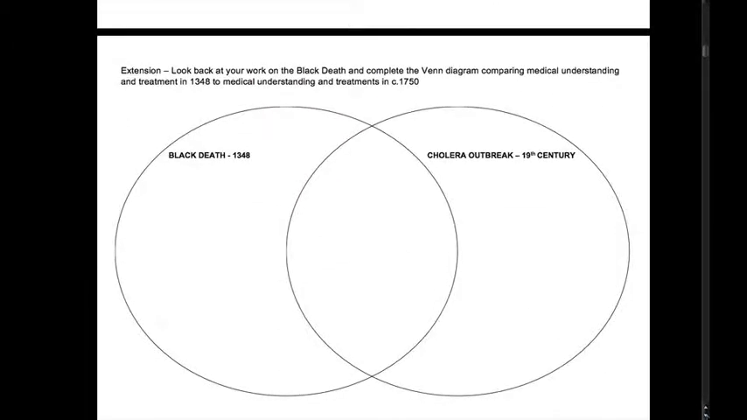And in the extension task, compare then your work on the Black Death and how it was treated to how cholera was treated in the 19th century. Are they doing anything different in each of these periods? Or is in fact there a great deal of continuity despite there almost being 1,000 years between these two outbreaks?